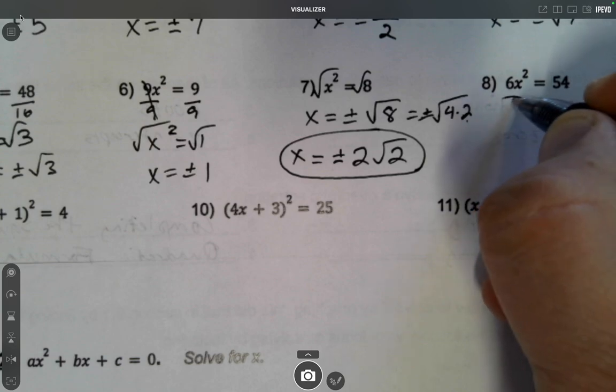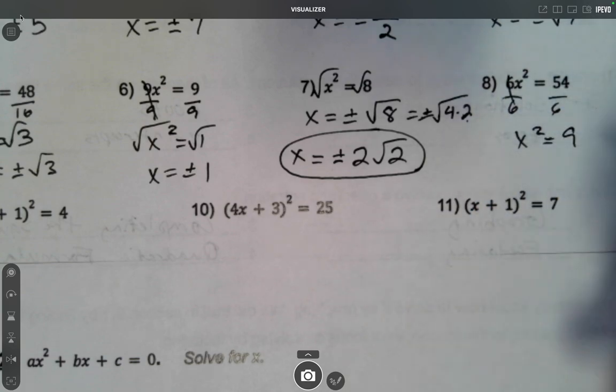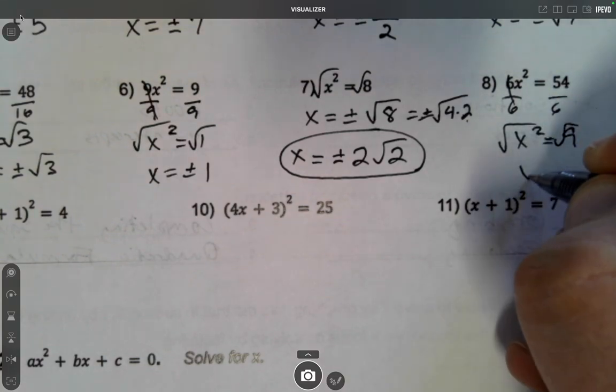Number 8, we divide both sides by 6. Take the square root of both sides, and we get x equals plus or minus 3.